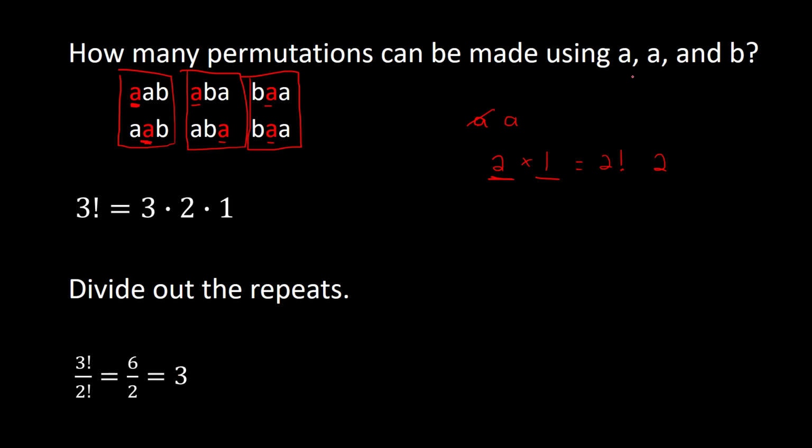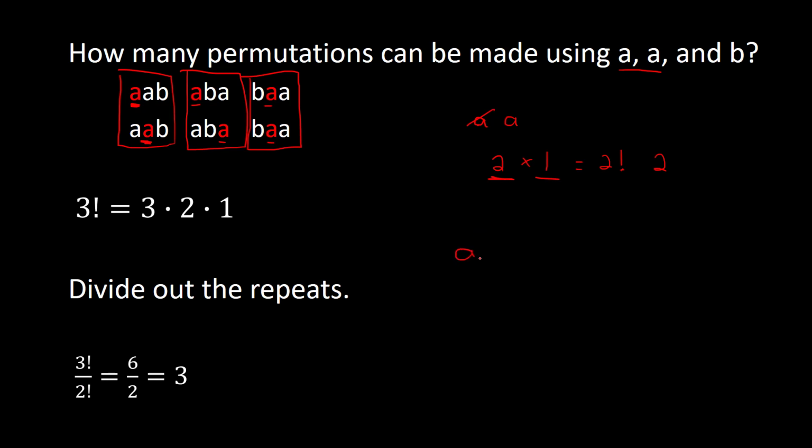So the concept is this. For every letter we have repeated, we need to divide by that number factorial. So here we have 2 letters repeated, so we divide by 2 factorial. If we had 3 A's being repeated, I divide by 3 factorial.